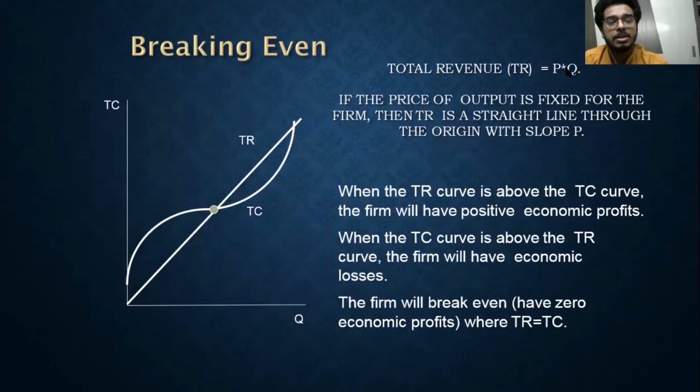How do I calculate total revenue? Total revenue is nothing but the product of the price of the product for one unit of output, and the quantity, which is the total quantity of output of whatever you are producing, be it paint, be it mask, be it sanitizer, whatever it is. So my total revenue is price into quantity.